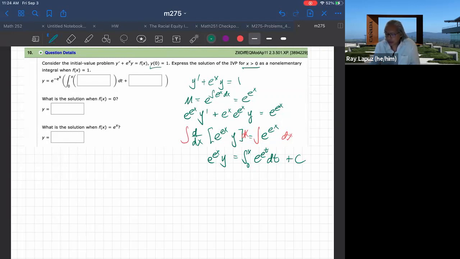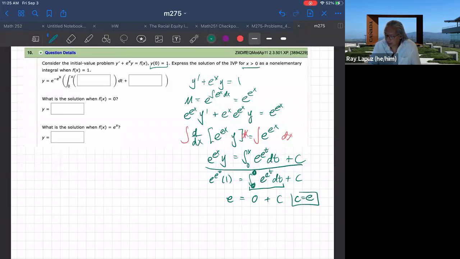The initial condition says that we want x to be equal to 0, and when x is equal to 0, y is equal to 1. So let's go ahead and put the zeros in for all the x's. And we're going to get e to the 0 is 1, times e, times 1 is e. And this whole expression, the integral from 0 to 0, is going to give us a 0 because there's no area to look for. And so c is equal to e.